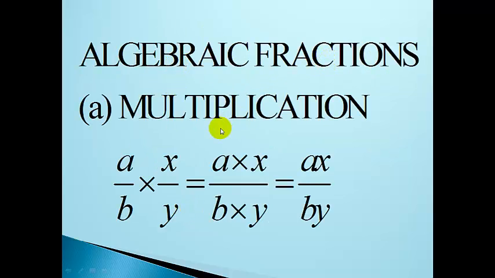Algebraic fractions. Now how do we multiply? Multiplication. Given a over b times x over y. With multiplication, we multiply the numerators divided by multiplication of the denominators. So we have a times x divided by b times y. Now a times x is ax and b times y is by.